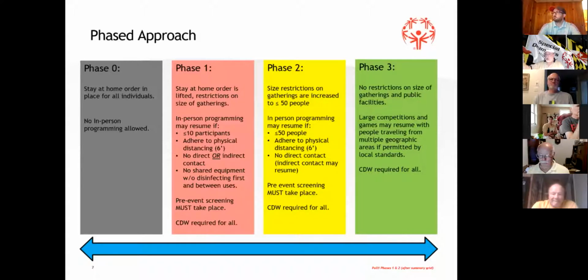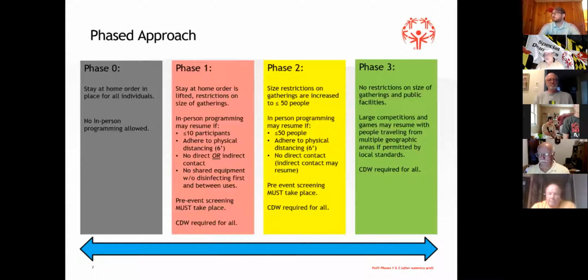And then you'll notice that we still have the physical distancing of 6 feet. No direct contact continues, but indirect contact can be done. So, a coach could take a paddle and hand it to an athlete, which wouldn't be permitted in phase 1 unless you sanitized it somehow in the middle of that. I don't know, you can have a third person with a spray bottle or something, spraying it as you hand it off. Screening is still required, and the CDW, or the Communicable Disease Waiver, is required as well.